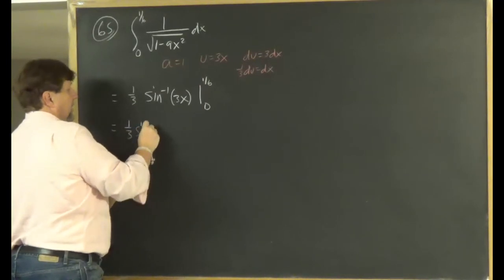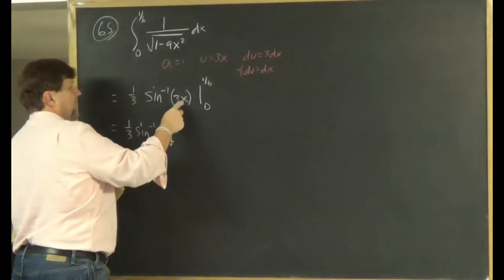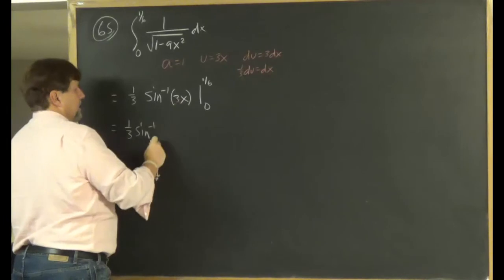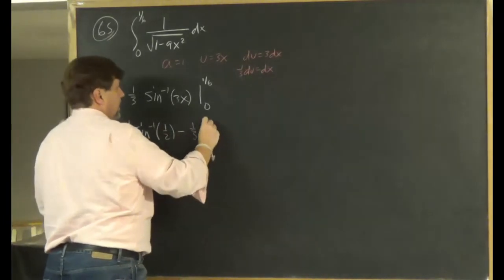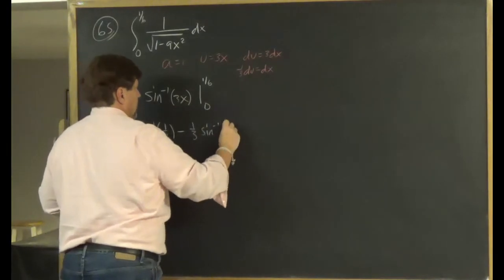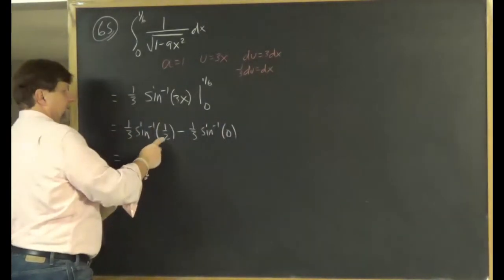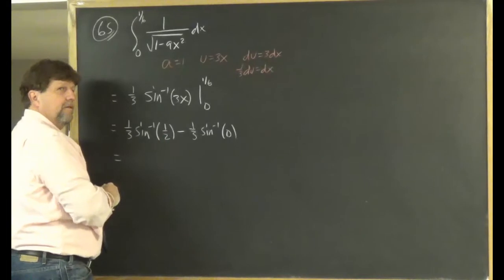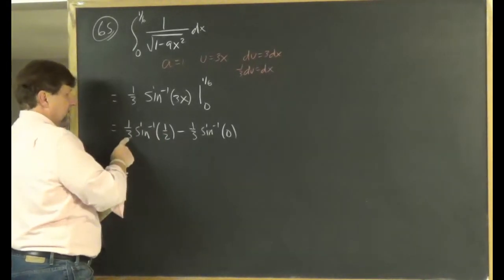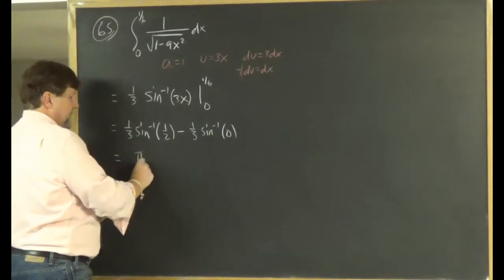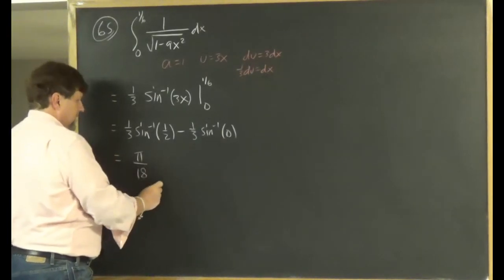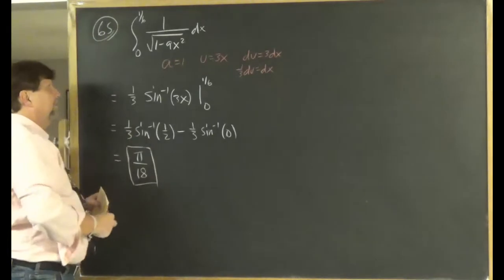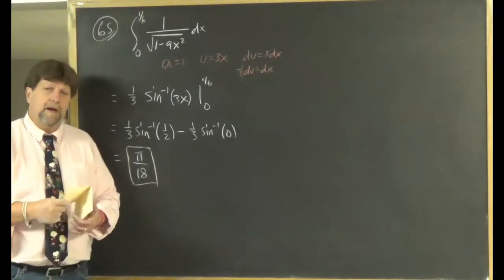1/3 inverse sine of 1/2 minus 1/3 inverse sine of 0. Inverse sine of 1/2, that's pi over 6. 1/3 times pi over 6 is pi over 18. Inverse sine of 0 is 0. So that's it for 65. It's just pi over 18.